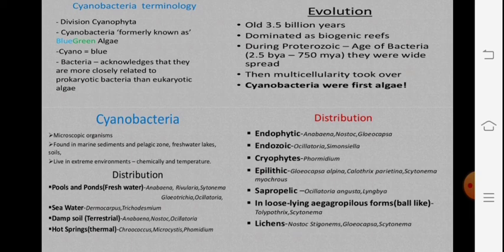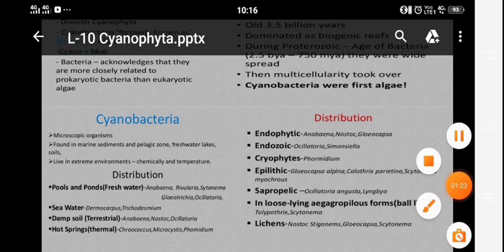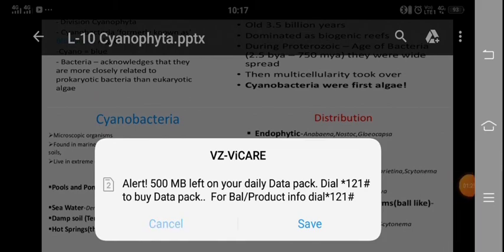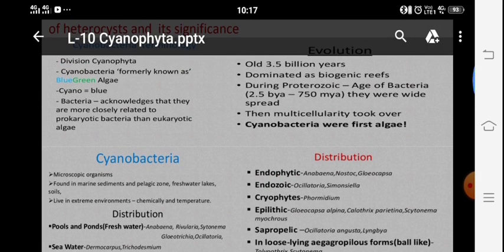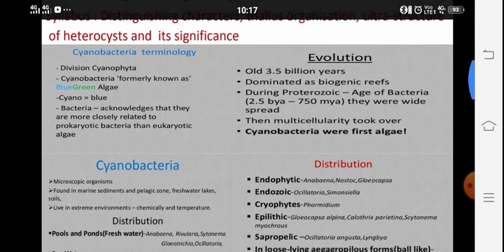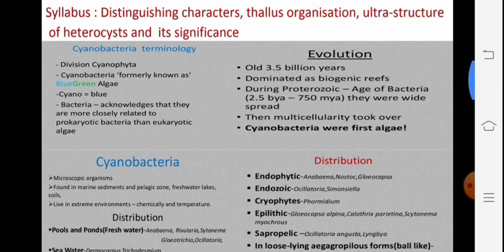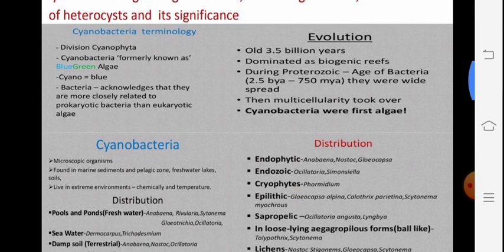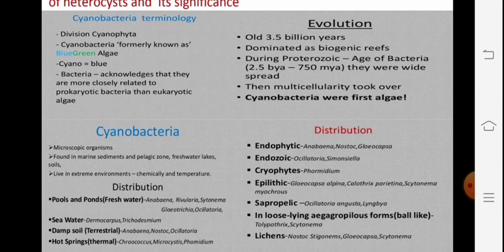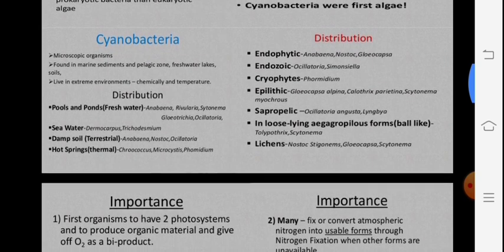In relation to their origin, they are supposed to be 3.5 billion years old and dominated as biogenic reefs. Reef, that is the rock type, or they generally occur in groups, so it is called a reef. Then secondly, they were widely spread from about 2.5 billion years ago. Their origin is very historical, so firstly they are to be called cyanobacteria.